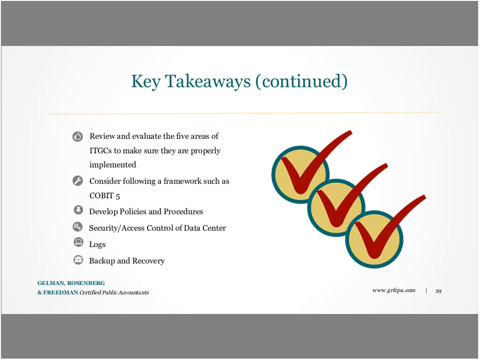Now, we also need to go back and review the 5 areas of IT general controls that we discussed earlier before your next financial statement audit to make sure that they're properly implemented. Do we have them properly segregated in the organization? Are they properly documented? And finally, one of my other key takeaways is probably to consider using a framework such as COBIT.